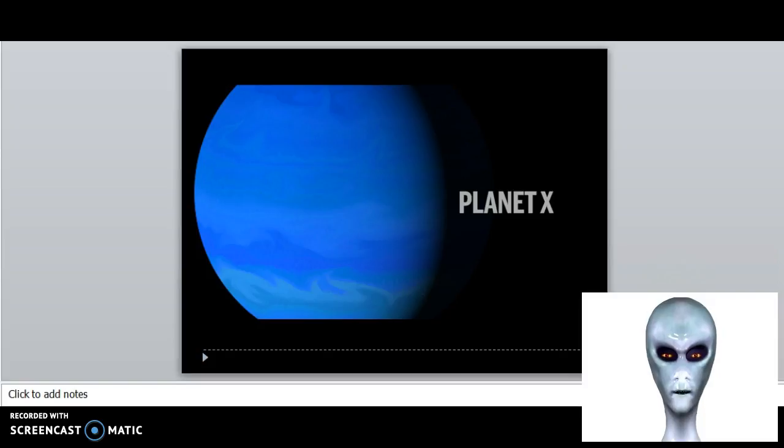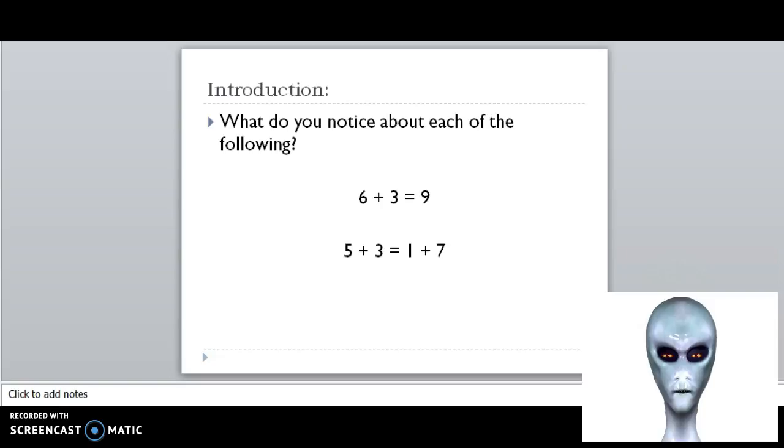Alright, boys and girls. This is your video introduction on one-step equations. And X is something new that you're going to start seeing when discussing equations. So let's first look at our introduction. What do you notice about each of the following? If you notice, first of all, each problem has an equal sign, and each problem has two sides to the equal sign.